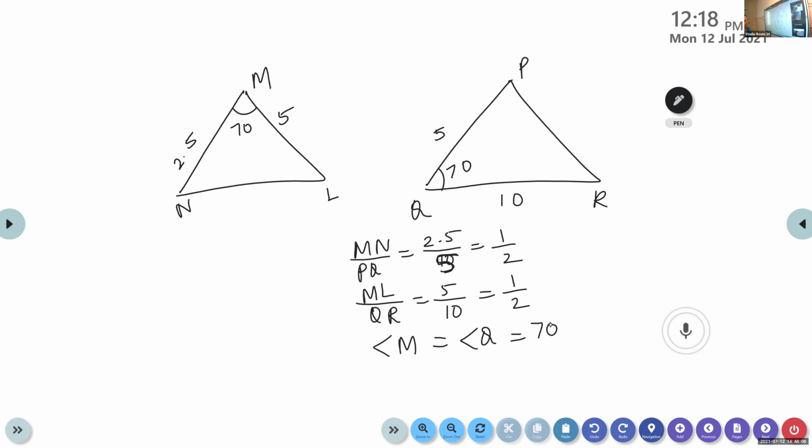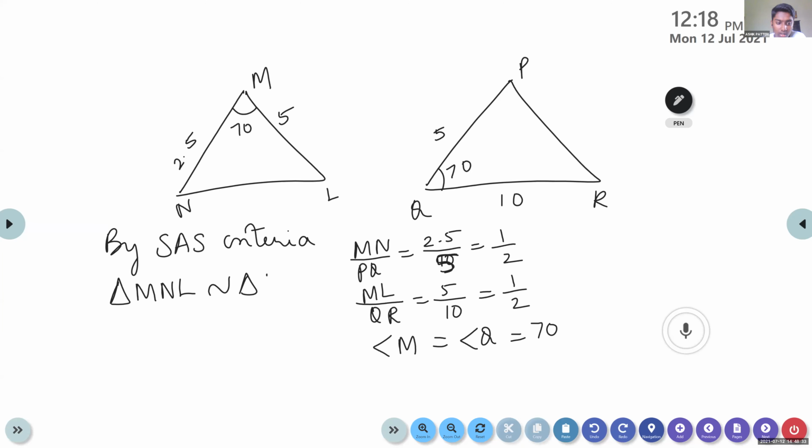So which criteria, Fia? Which criteria are we using here? Sides are proportional, so by SAS criteria. Okay, by SAS criteria. Can you try the order? What will be the order? MNL similar to PQR. You check it. Is it correct?